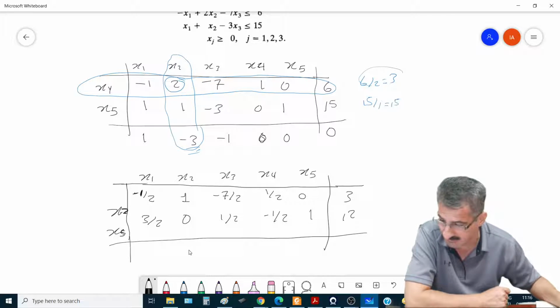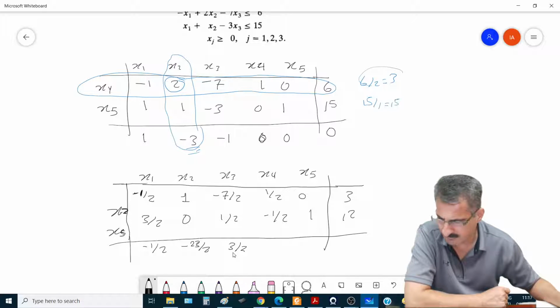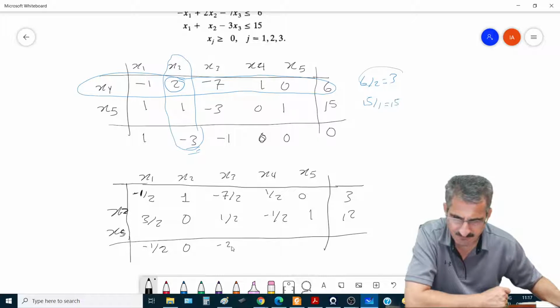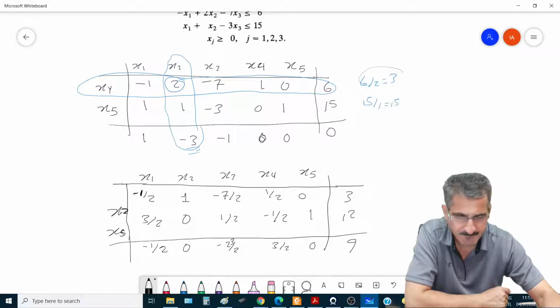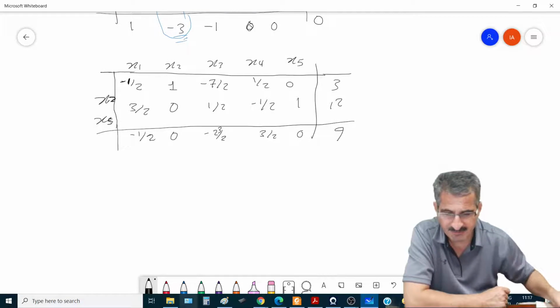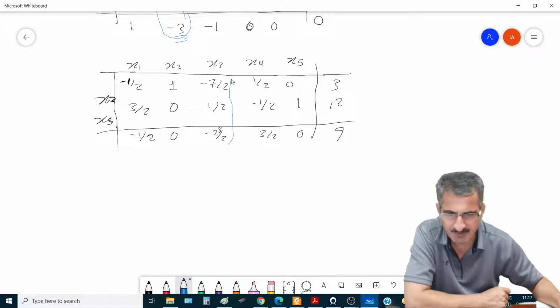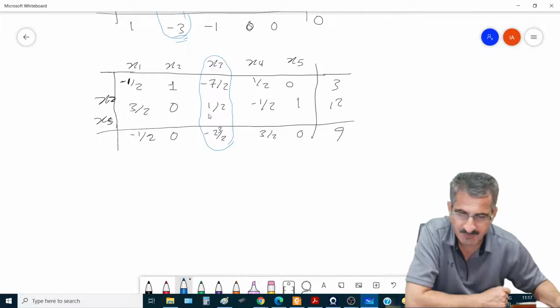Now, this will be -23 over 2, -1/2, 3 over 2, sorry, oops, we must make that 0, right? -23 over 2, 3 over 2, 0, and 9. Okay, let's do pivoting again. So this is the most negative, so we'll take this as the entering variable.